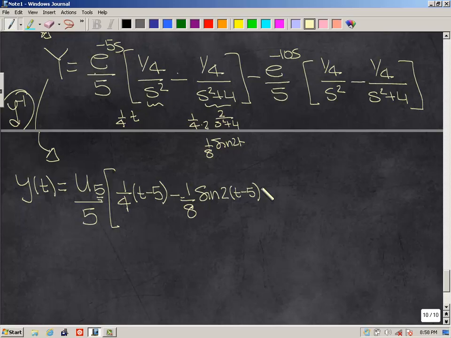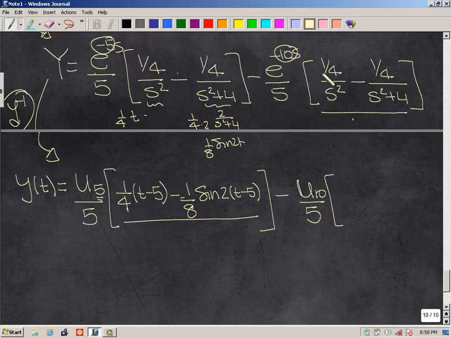And then what are we going to do with this? We shifted that, we got that. We're going to do the exact same thing again. We don't have to do any extra work because we already found those things. The only thing different here and here is the shift. Out here the shift was 5 units. Out here the shift is going to be 10 units. So we get minus u of 10 over 5. This will give us 1/4 t minus 10 minus 1/8 sine of 2 times t minus 10.